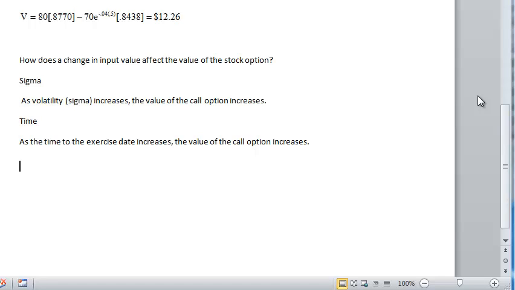The last variable is the risk-free rate. With a risk-free rate, this is a little bit more difficult to figure out if you're looking at the equation. The math is a little more difficult in finding this, but what we find is that as the risk-free rate increases, the value of the option increases, or the value of the call option increases.